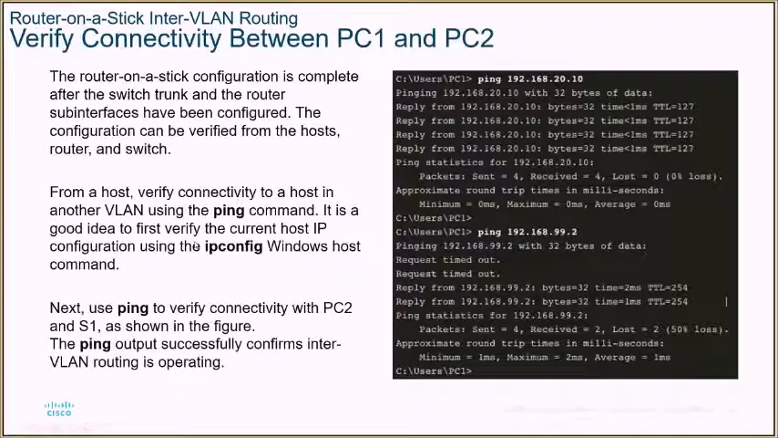Okay. So of course, once you've got routing working, and your hosts know who their routers are, you need to test it, basically verify that it's working. Once it's complete, after the switch trunk and the router sub-interfaces have been configured, the configuration can be verified from the host, router, and switch. From a host, verify the connectivity to a host in another VLAN by using the ping command. It's a very good idea to first verify the current host IP address using ipconfig. Then use ping to verify connectivity with PC2 and the switch, and so on. So basically test that everyone can talk to everyone.